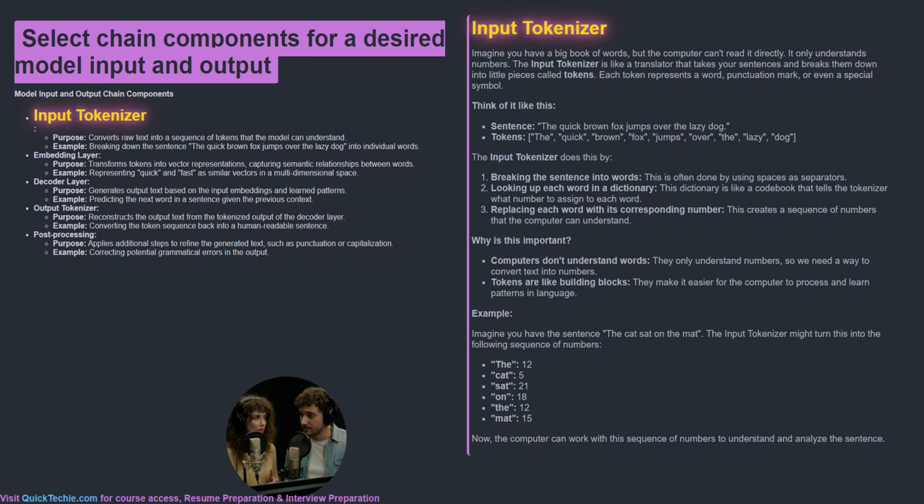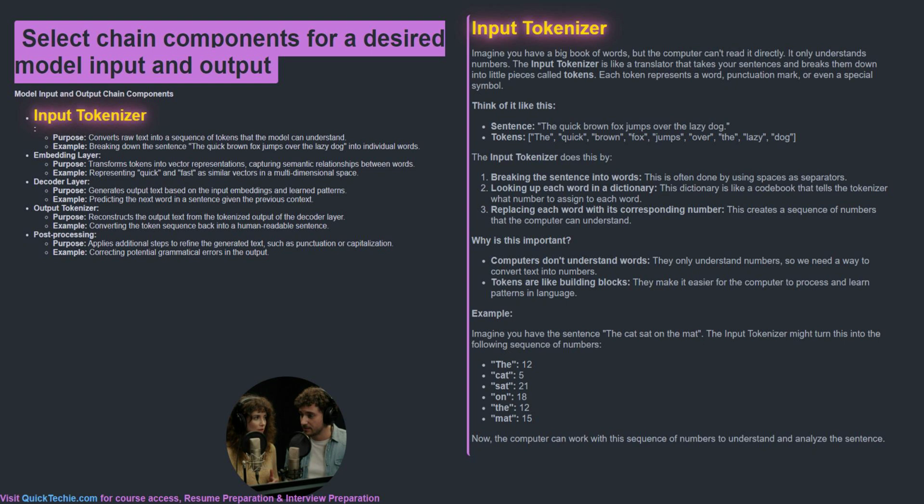Think of it like this. Sentence: "The quick brown fox jumps over the lazy dog." Tokens: "The, quick, brown, fox, jumps, over, the, lazy, dog." The input tokenizer does this by, 1. Breaking the sentence into words. This is often done by using spaces as separators.